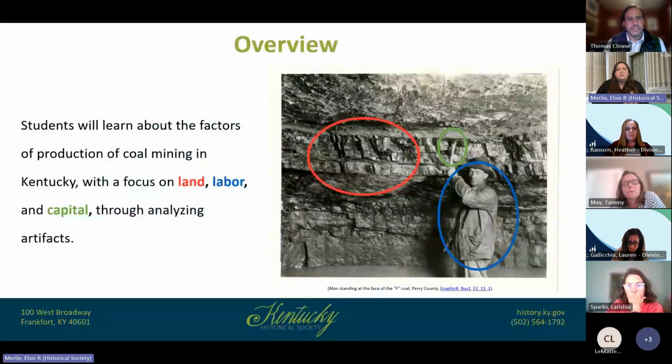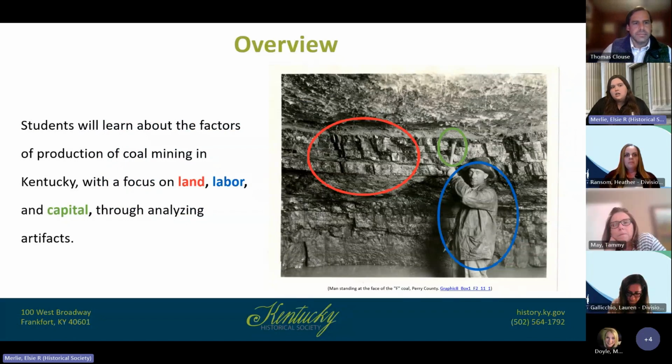All right, so here's a brief overview of what this learning experience is going to entail. Students will learn about the factors of production of coal mining in Kentucky with a focus on land, labor, and capital through analyzing different artifacts that we have in our collection here at KHS.